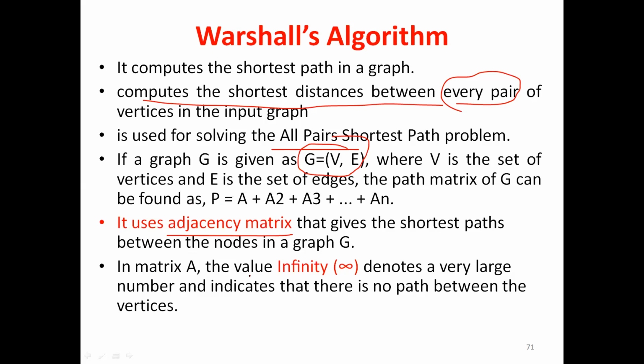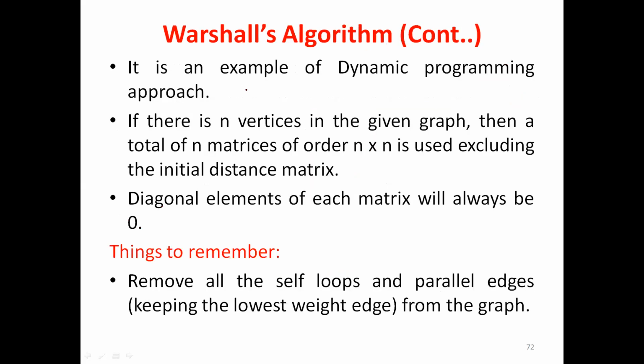In matrix A, the value infinity denotes a very large number and indicates that there is no path between the vertices. In the previously considered algorithms too, if there is infinity, it means that there is no possible way to reach the particular vertex. That is the meaning of infinity. Again, it is a dynamic programming approach. Examples of dynamic programming approaches are the Warshall algorithm and the Bellman-Ford algorithm.